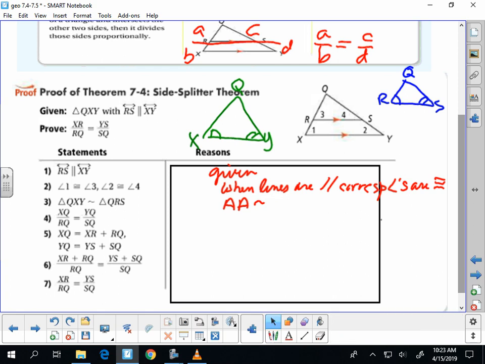Why can I say QX or XQ? So the left side of the big triangle over the left side of the little triangle is equal to the right side of the big triangle over the right side of the little triangle. If we know the triangles are similar, why can I write up proportions? Because if triangles are similar, sides are proportional, right? Similar triangles, sides are proportional.